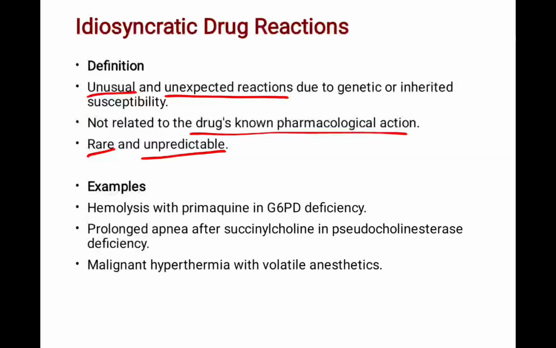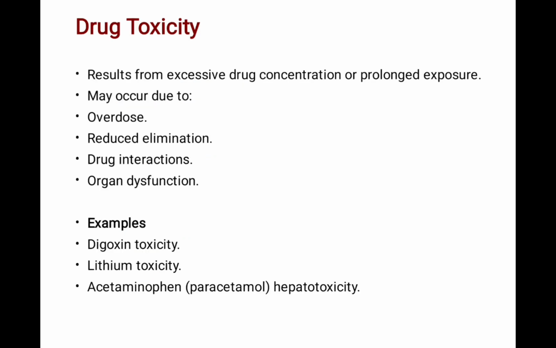It's unpredictable. Example, we have hemolysis with primaquine in G6PD deficiency, prolonged apnea after taking succinylcholine in pseudocholinesterase deficiency. Some people have deficiency of pseudocholinesterase enzyme or G6PD. They are susceptible to these adverse drug reactions. Malignant hyperthermia in volatile anesthetic.